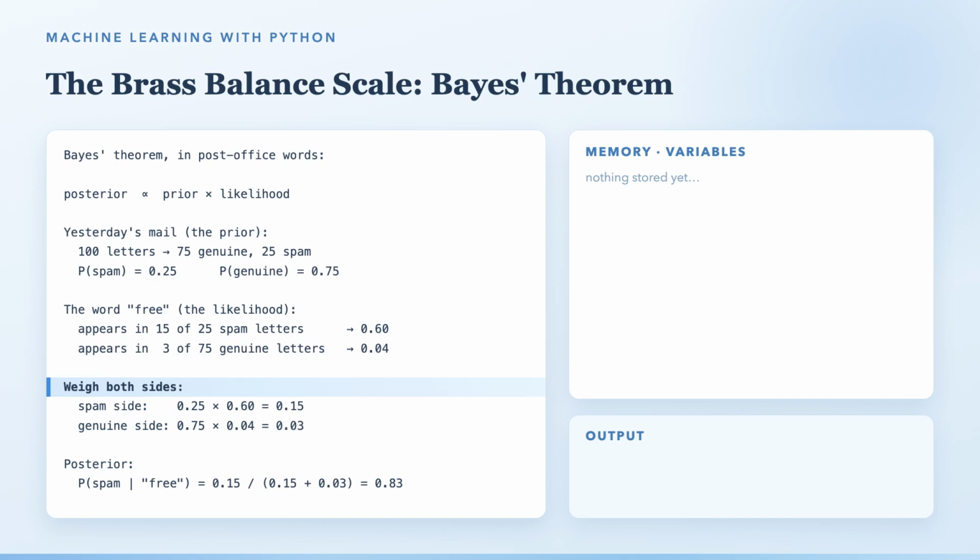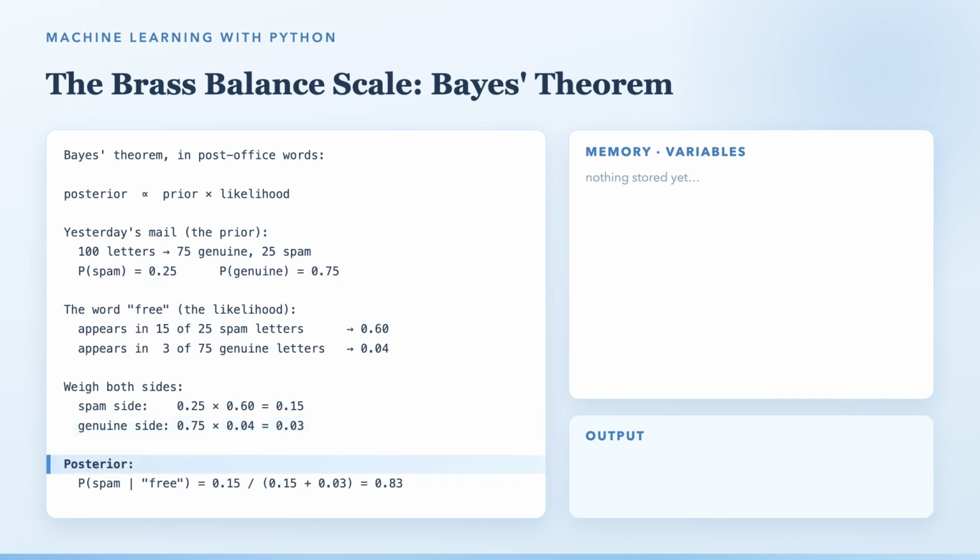Let's read the card on screen, number by number. At the top, posterior is proportional to prior times likelihood. That's the whole recipe. The prior comes from yesterday's mail, 100 letters, 75 genuine, 25 spam. So P of spam is 0.25, and P of genuine is 0.75. Then the likelihood. The word free appears in 15 of the 25 spam letters, that's 0.60, and in only 3 of the 75 genuine ones, 0.04.